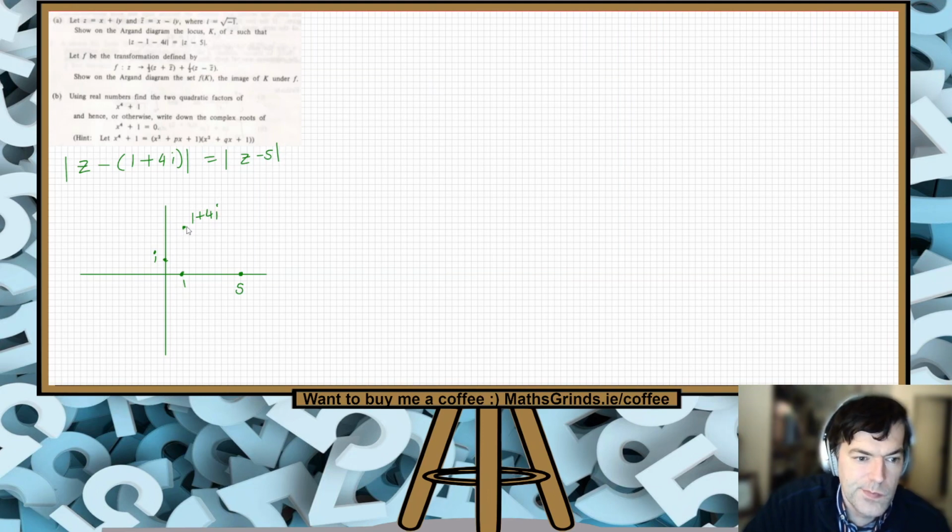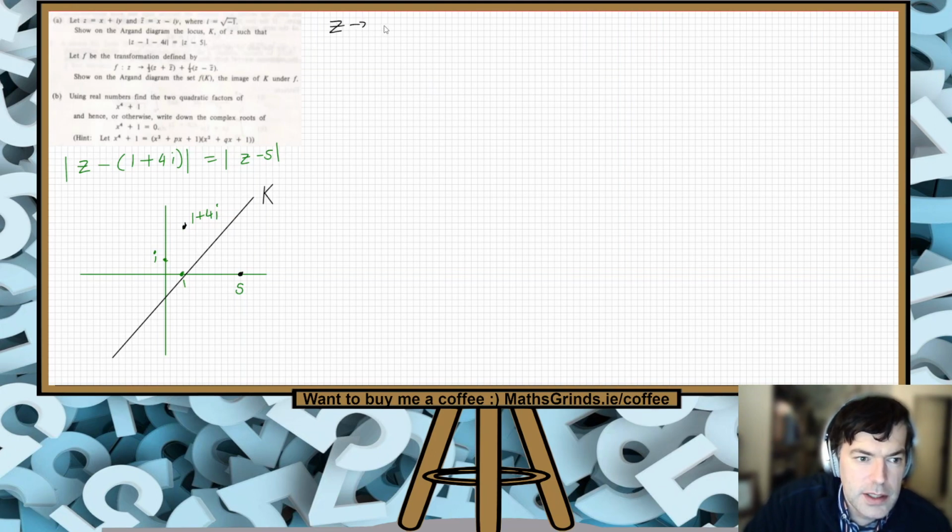So, okay, 1 plus 4i and 5. So I think that would make it like this line here, because every point on this line would be the same distance to 1 plus 4i and 5. Yeah, so that's fine. Now let's have a look at this transformation here. I'm going to clean it up a little bit.